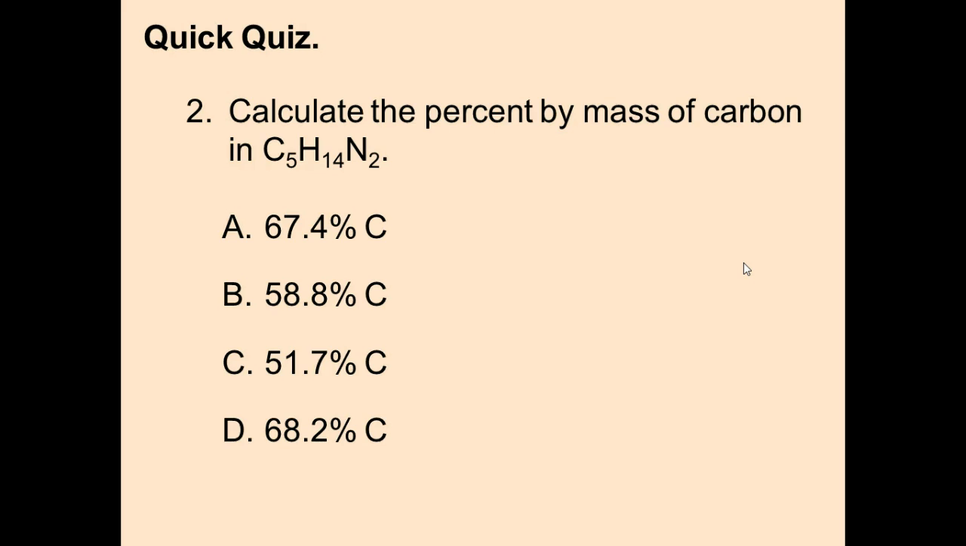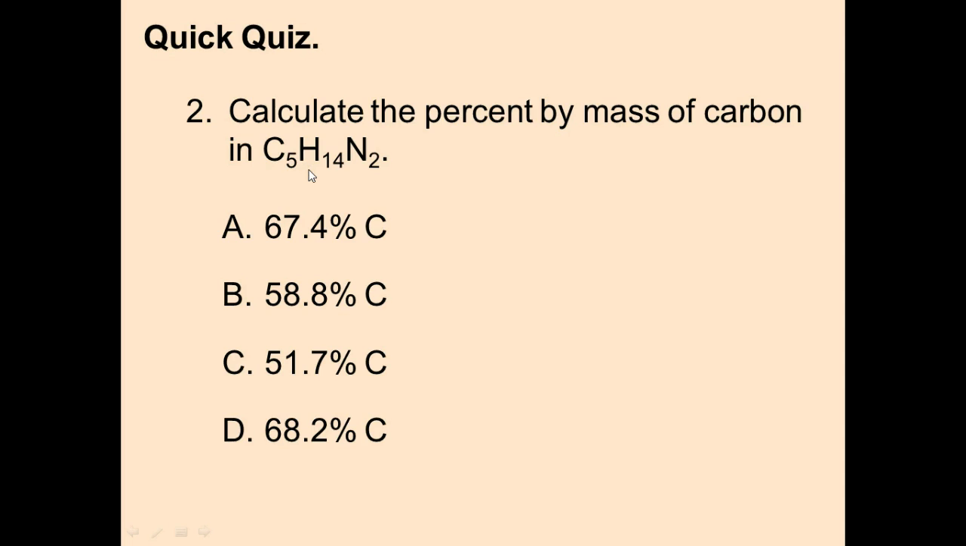Then we have problem number 2. Calculate the percent mass of carbon in C₅H₁₄N₂. If you take out your calculators and periodic tables, first we have to calculate the total, so we can divide the mass of the carbons by the total. We first have to count the number of each element and multiply them by their corresponding atomic masses, and then add them up.